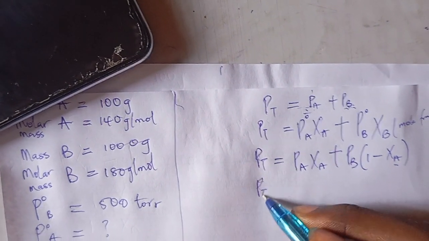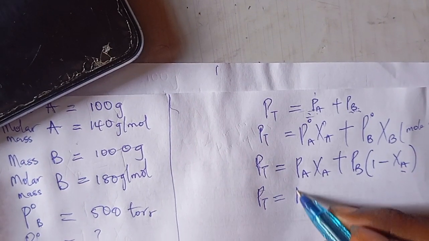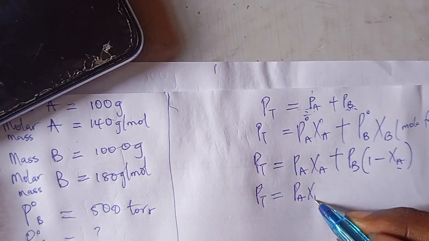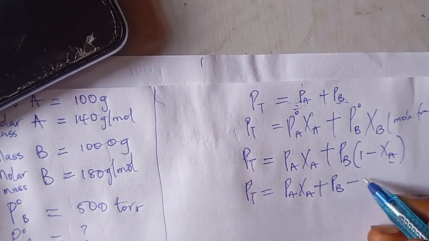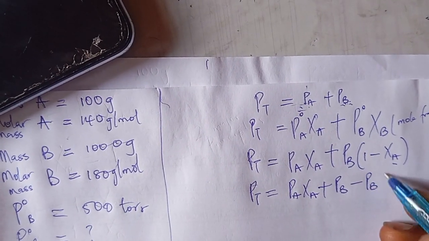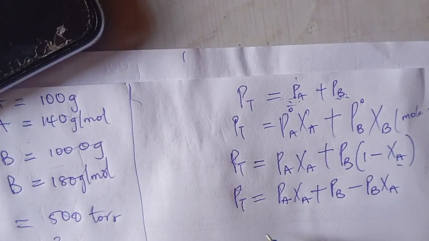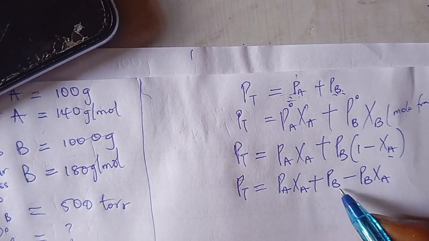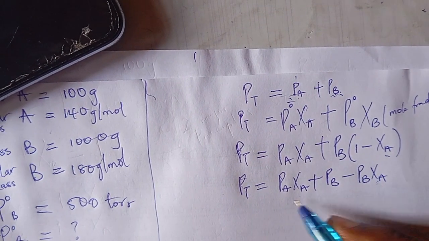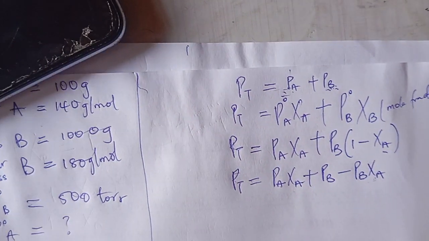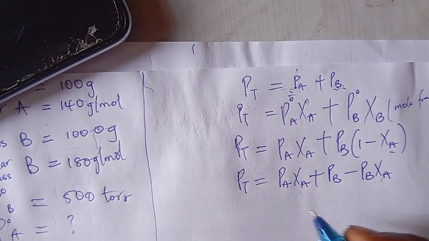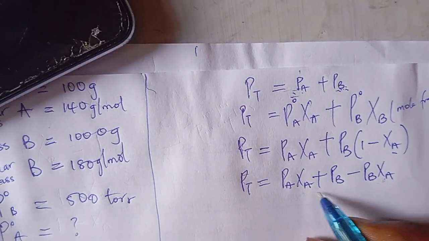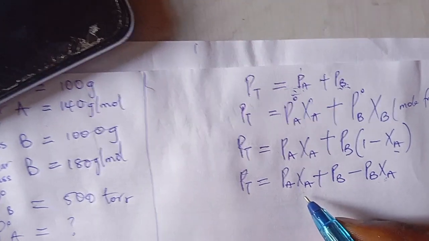I'll have now PT equals PA XA plus PB minus PB XA. So if I look at this very well, I'll see that I can choose to make XA the subject of the formula, because this is a case where they did not give me mole fraction, but they gave me P2, they gave me everything. So I'll simply try to make XA the subject of the formula.